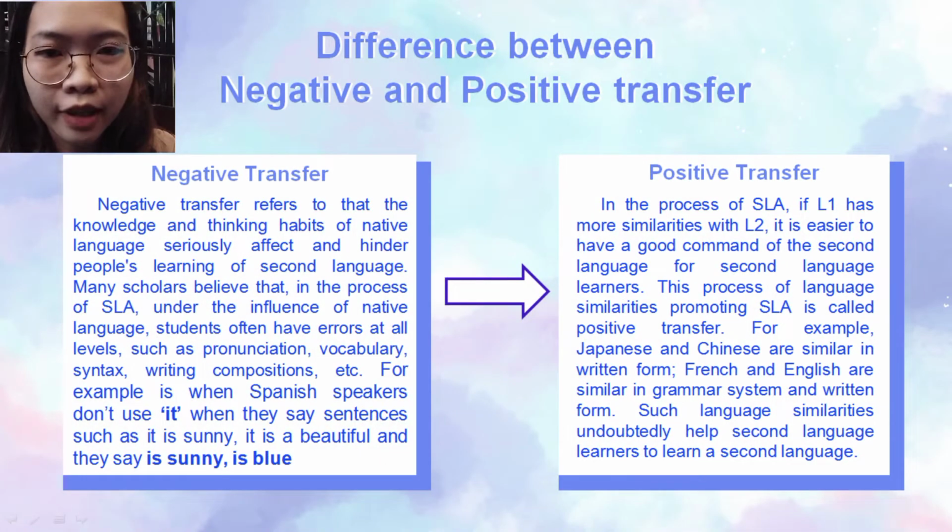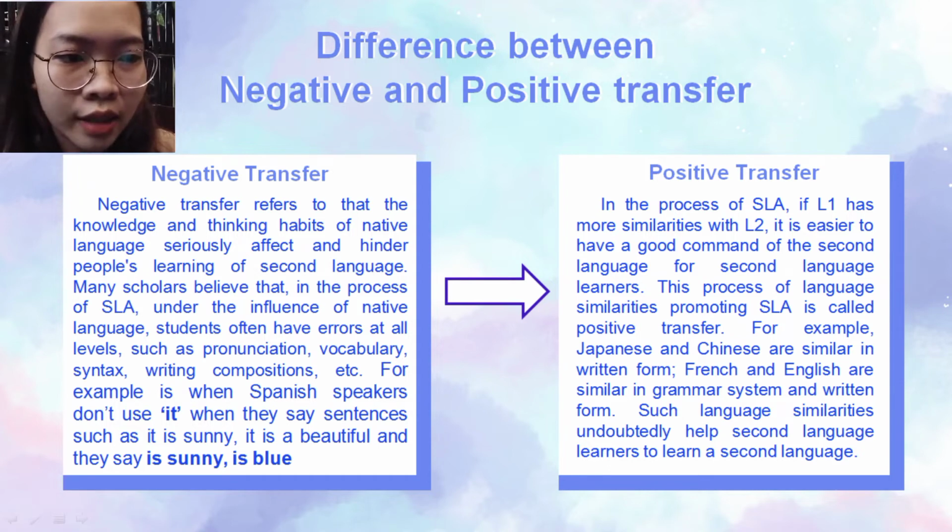Difference between negative and positive transfer. Negative transfer refers to the knowledge and thinking habits of the native language seriously affecting and hindering people's learning of a second language. Many scholars believe that in the process of SLA, under the influence of the native language, students often have errors at all levels, such as pronunciation, vocabulary, syntax, writing, composition, and others. For example, Spanish speakers don't use "it" when they say sentences such as "it is sunny" or "it is beautiful"; they say "is sunny" and "is beautiful".